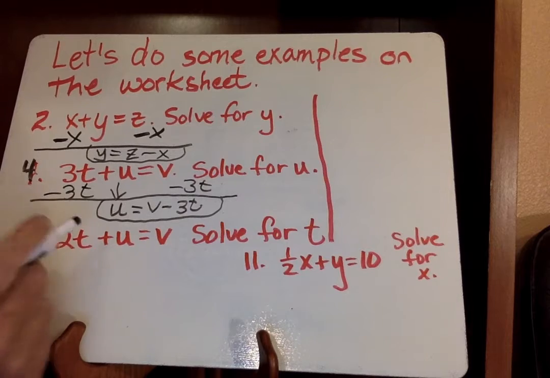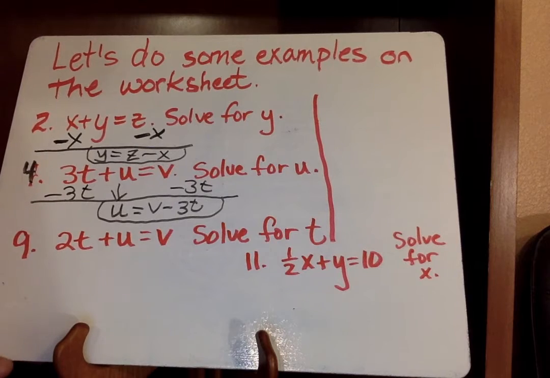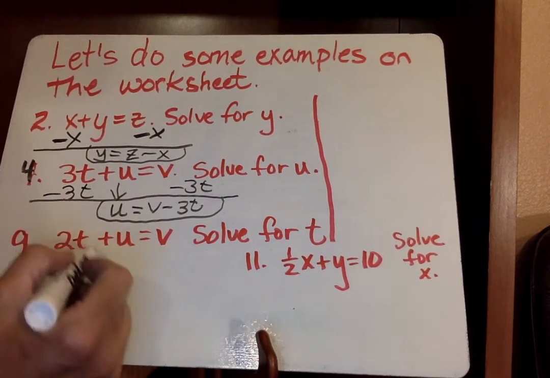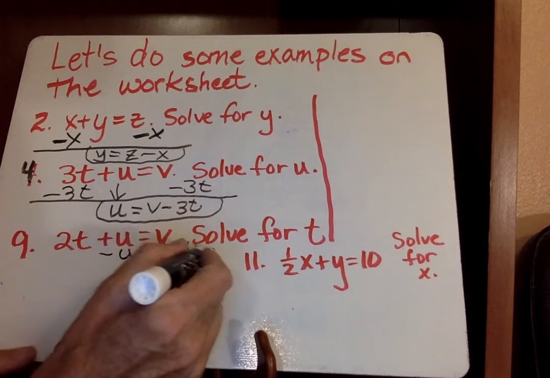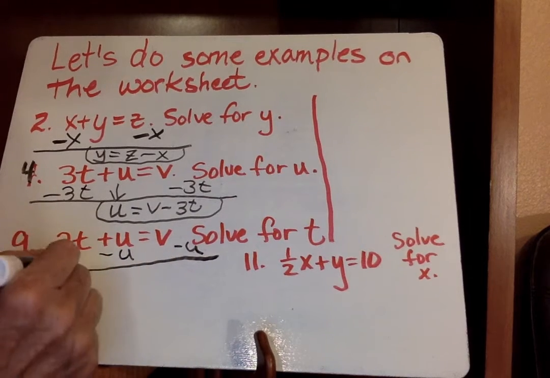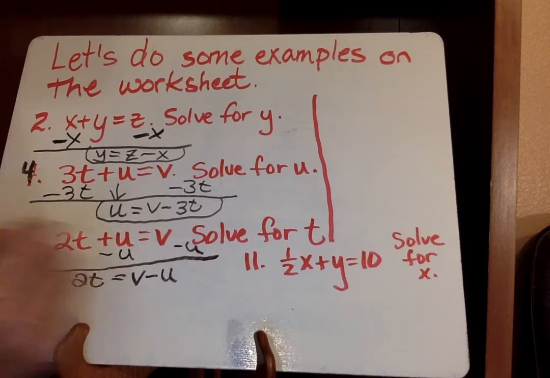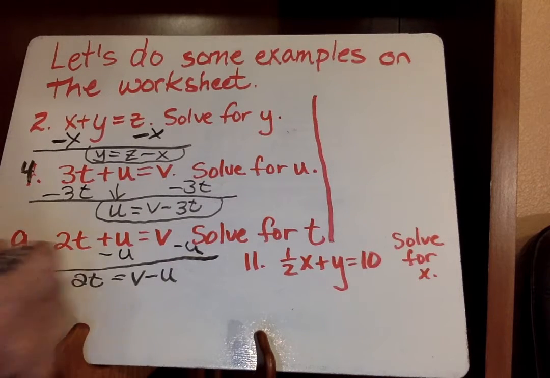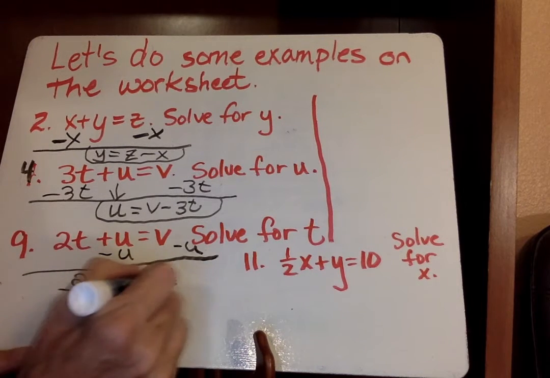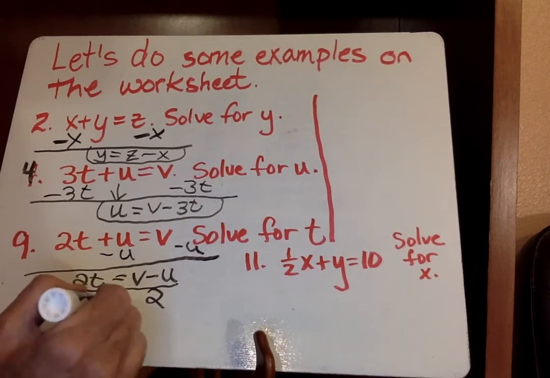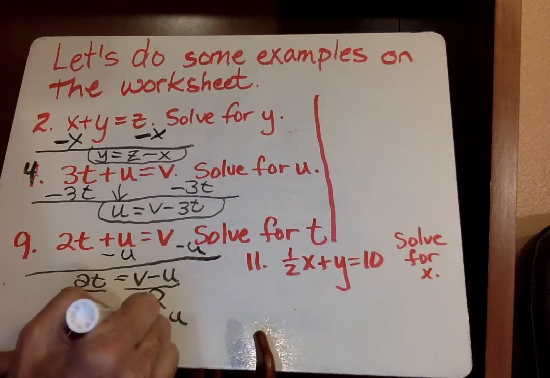Next one, number 9, 2t plus u equals v, and we're going to solve for t. First we want to get rid of what's added or subtracted, so we're going to go minus u, which again we can't combine with the v, and we get 2t equals v minus u. Now t is still not by itself, so we have to divide by 2. It has to be everything over here divided by 2. So your final answer is t equals v minus u divided by 2.